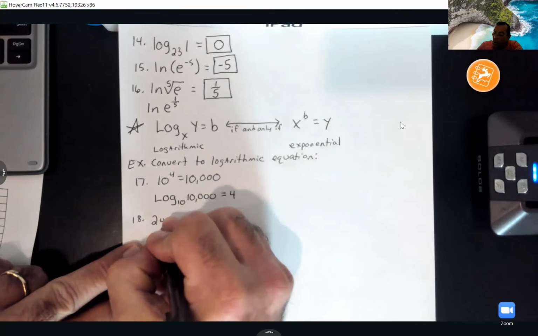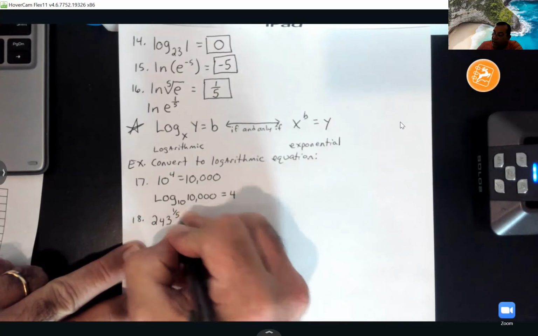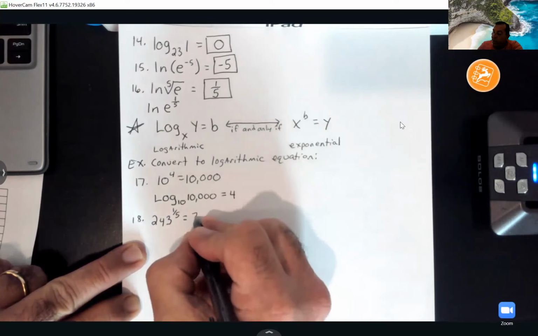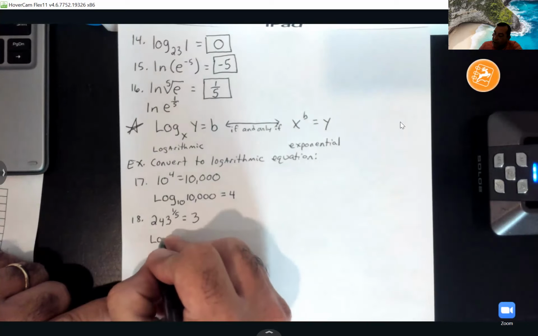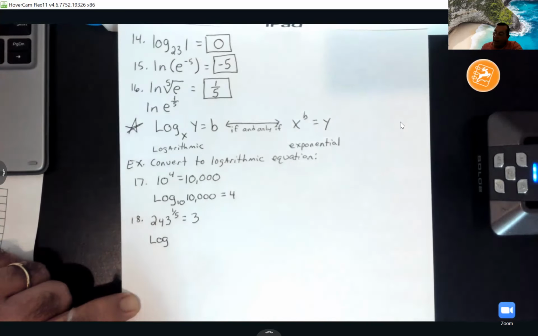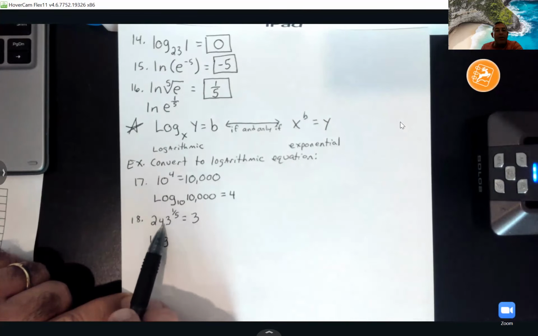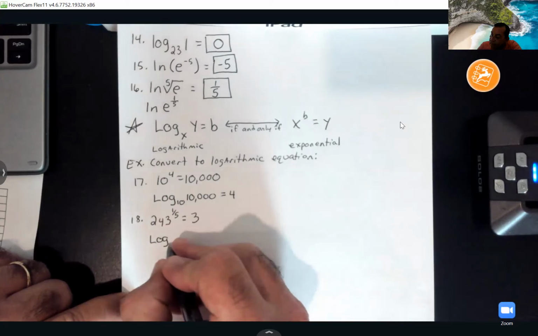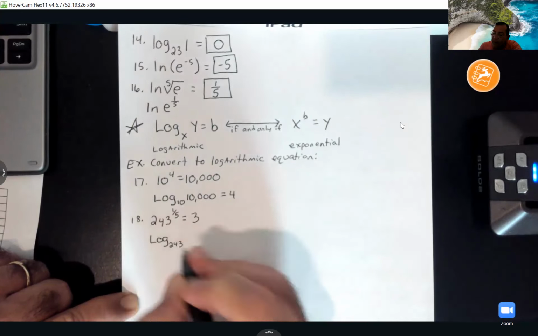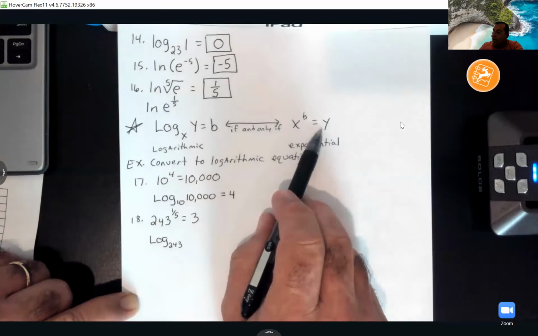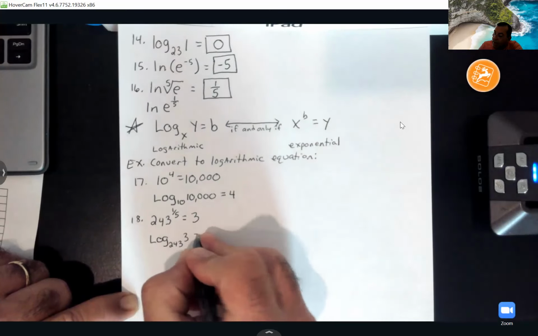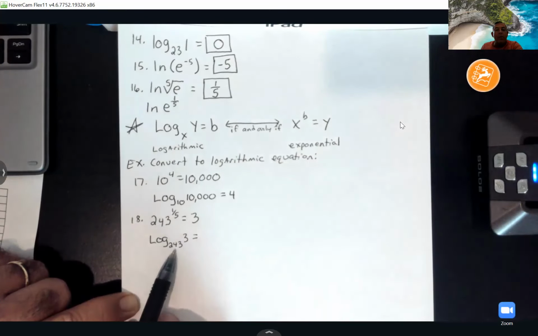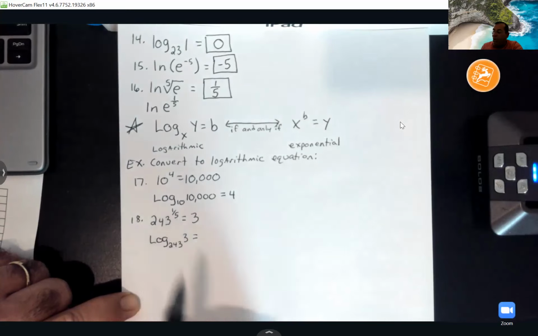18 has 243 to the 1/5 equals 3. All right, y'all. So once again, write down log. The base of the log is the base of the exponential, which is the 243. The result is the result of the exponential, which is the 3. So a log base 243 with a result of 3 gives me the exponent of the 1/5.